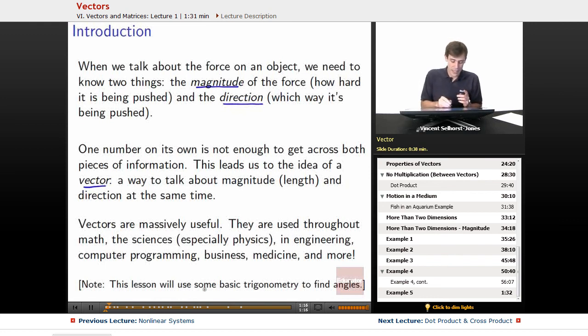Now, I want to point out this lesson will use some basic trigonometry to figure out angles, so make sure you've got some familiarity with how trigonometry works so that you can understand what's going on when we're figuring out angles. All right, let's go on.